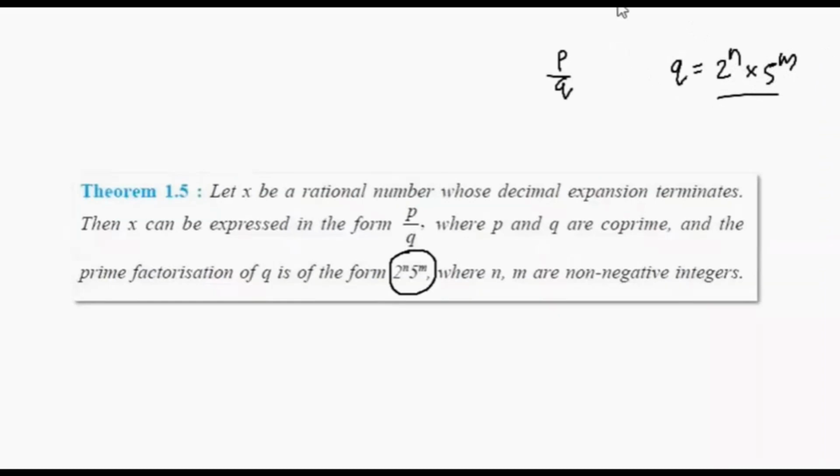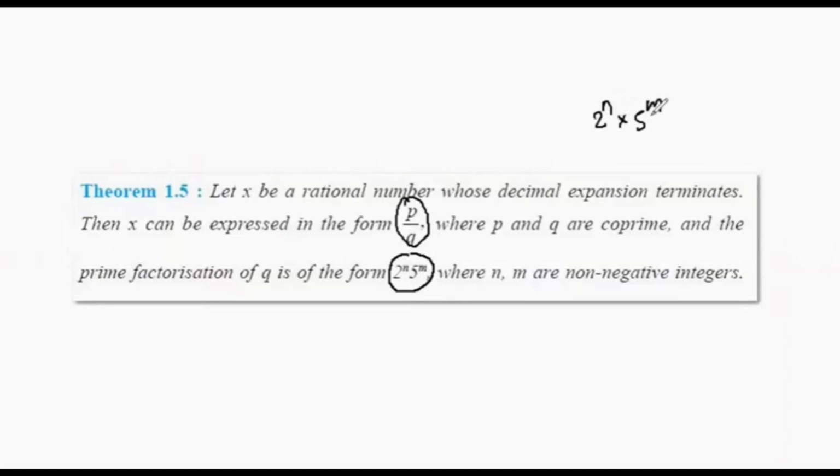Now we just think of the reverse. If a number is a rational number in the form p by q, and the denominator can be written in the form 2 raised to n into 5 raised to m, does the decimal form terminate? Well, the previous theorem we discussed just before this said if the decimal form terminates, then we can write it in the form p by q, where q is of the form 2 raised to n into 5 raised to m. Next we start with this: if q can be written in the form 2 raised to n into 5 raised to m, does the decimal expansion terminate? Actually both are the same.